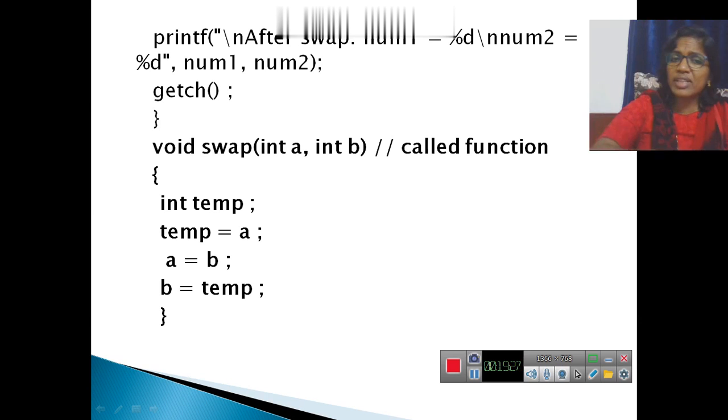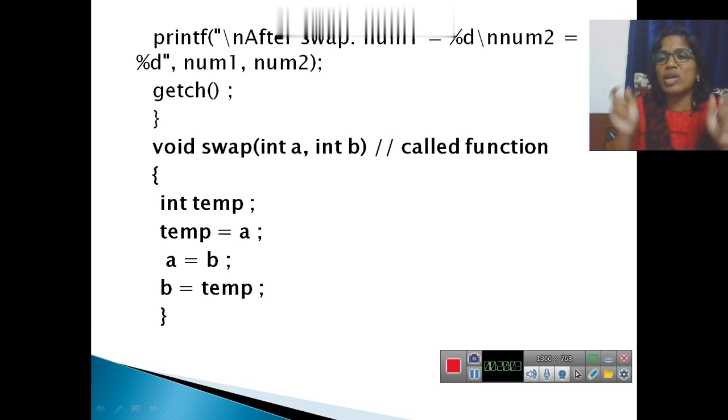So after this, am I printing anything here? No. Am I returning anything to the calling function? No. I'm just performing some operation here. For A and B, the values are interchanged, but it will not reflect in number 1 and number 2, because I am not returning anything back and I am not changing the actual parameters. Only the formal parameters are interchanged.